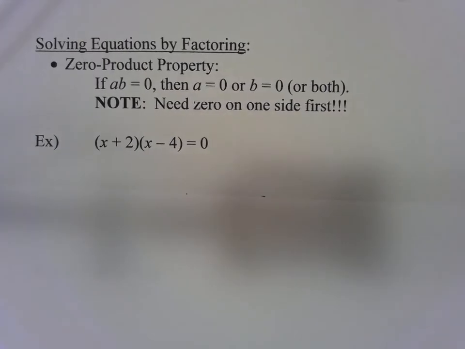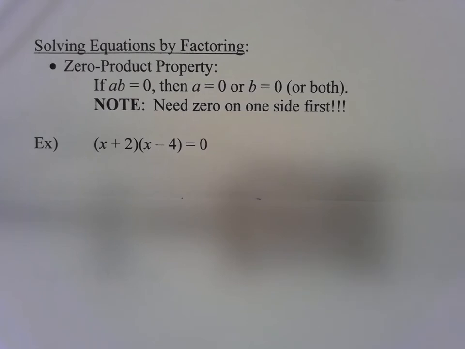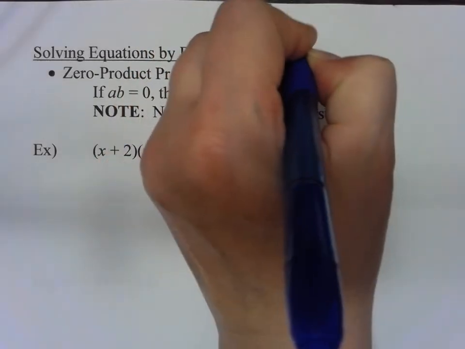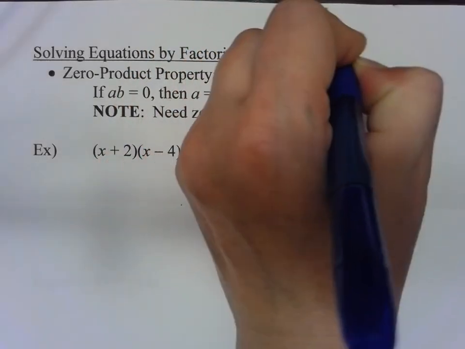Okay, so now that we've talked about factoring fully, we want to put it to use, right? This is one of the methods that we'll use to solve an equation that has an x squared or maybe even a higher power. What we're going to need to do, and I don't actually have this written here, so I'm going to add it, is we need to get 0 on one side.